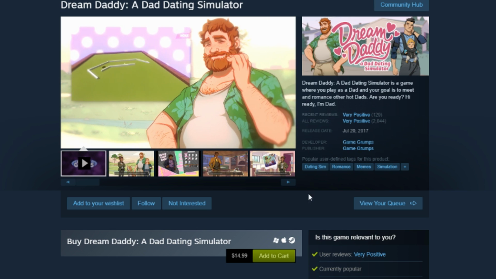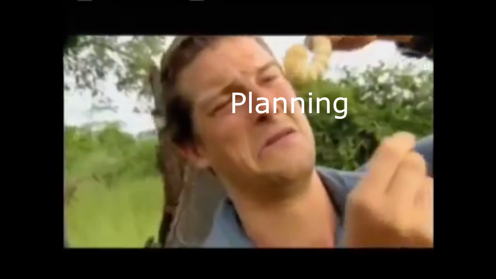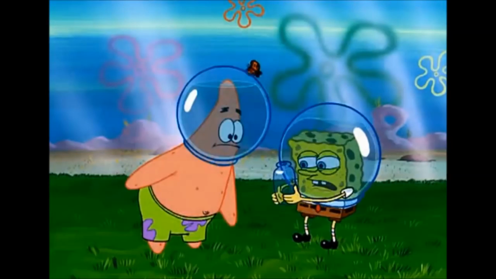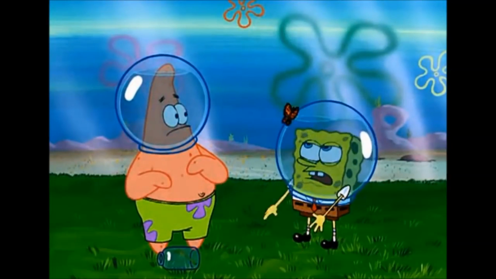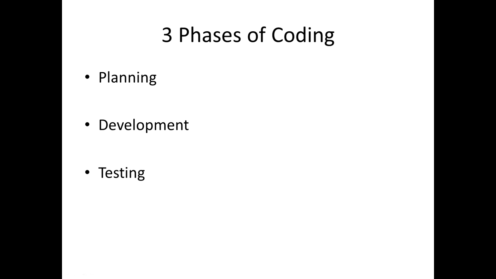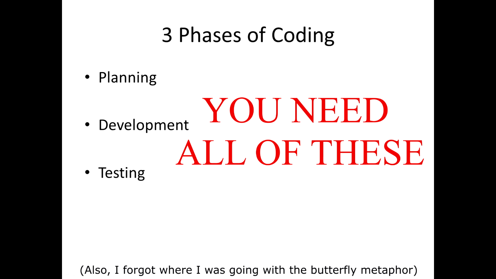In this video, I'm going to be going through the three main phases of coding: planning, development, and testing. I like to think of this as kind of the phases of a caterpillar turning into a butterfly. Planning being the caterpillar, development being the cocoon thing that it goes into, and testing being the actual butterfly flying around. Anyway, the point I'm trying to make is that all these steps are important in the coding process, so don't skip them, or we're going to go through all of them here.